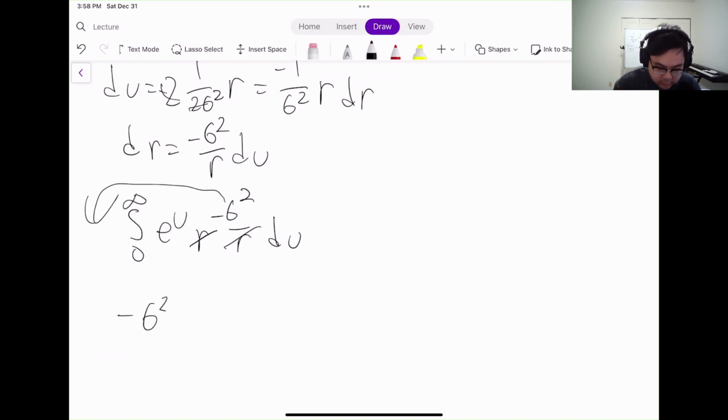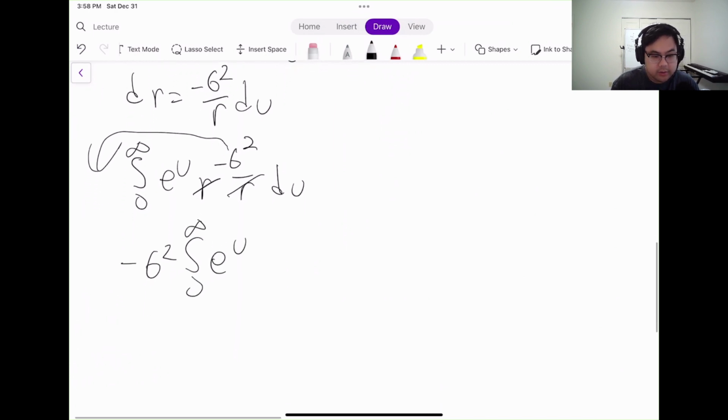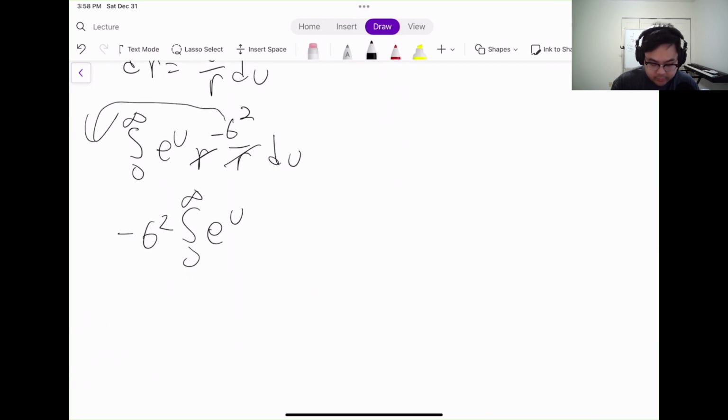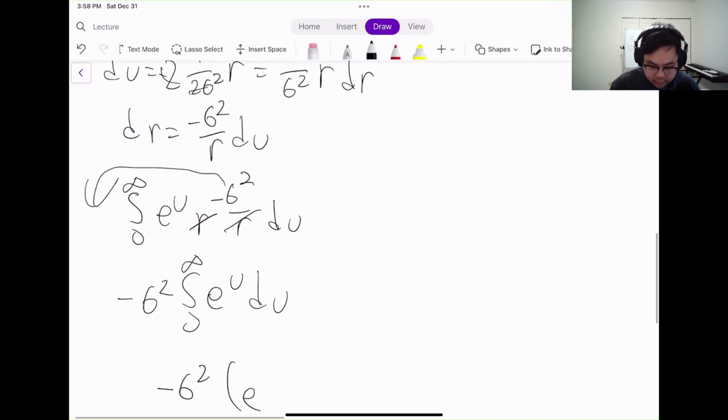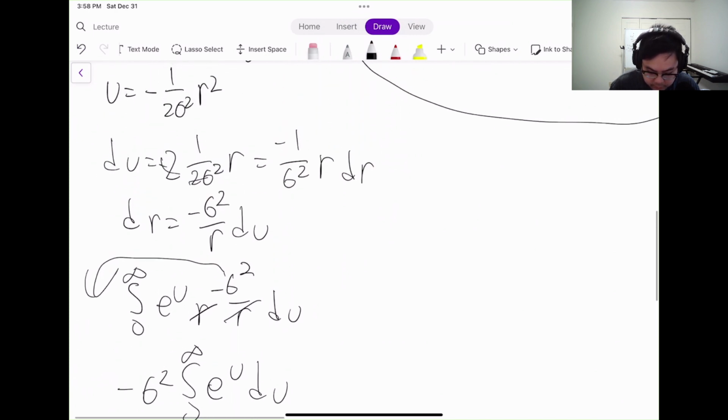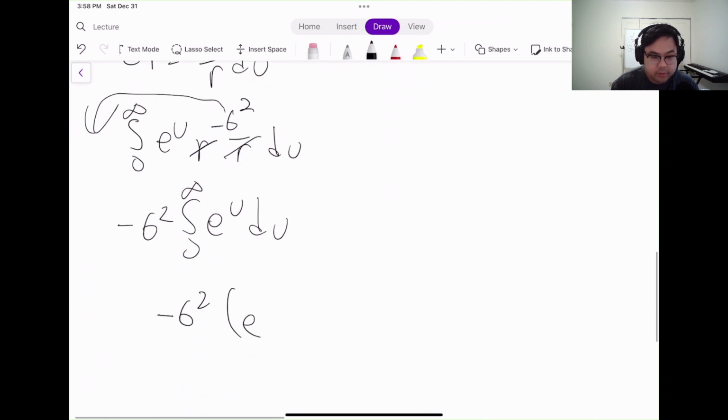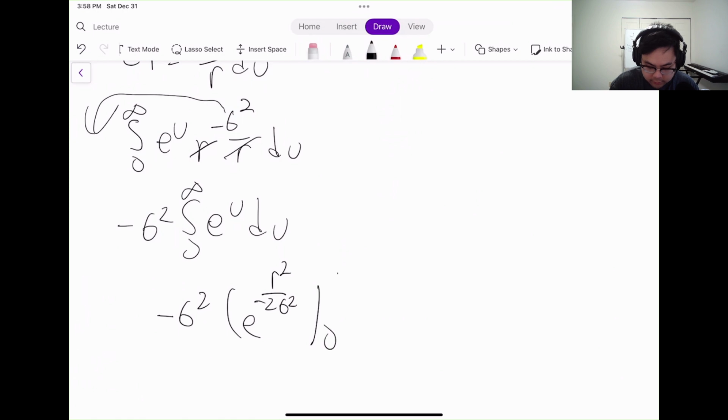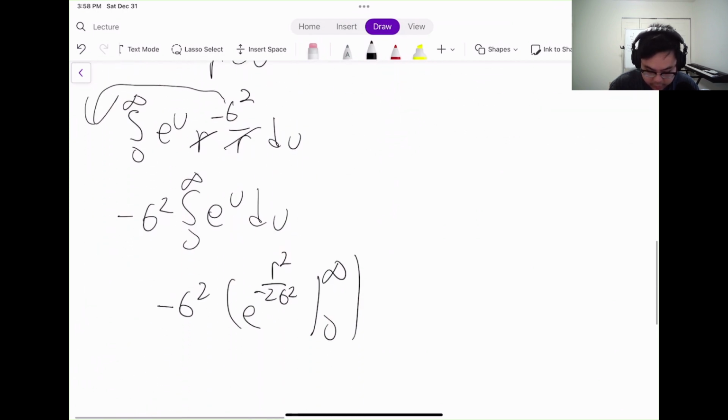So we've got sigma squared, 0 to infinity, e to the u. Obviously, e to the u du is just e to the u, right? So let's bring this again out front. And what is u? Because we're not changing the limits here. What is u? That's u. So it's r squared negative 2 sigma squared, 0 to infinity, right? I'm just taking what we have here and putting it down here.